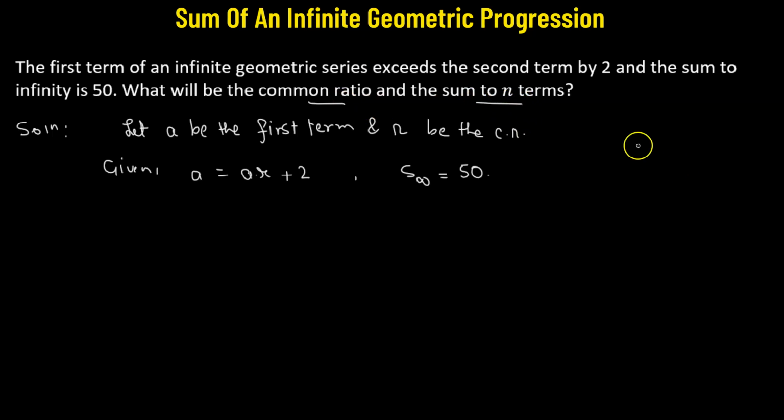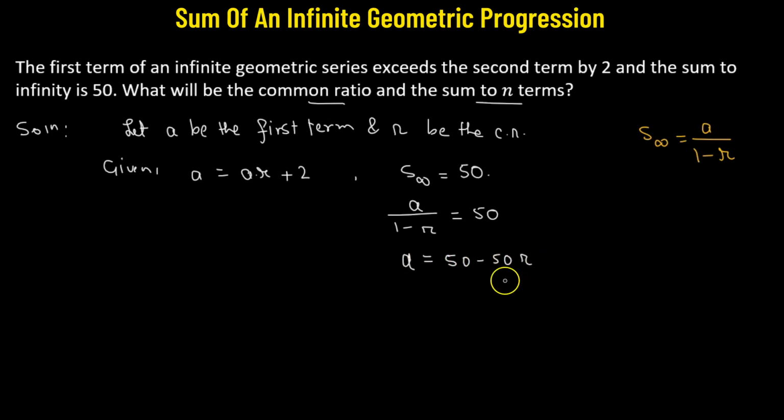We know that the sum to infinity of an infinite geometric series is A divided by 1 minus R. So this value is equal to 50. Cross multiplying, we get A equals 50 minus 50R. Solving for R, we get 50R equals 50 minus A, or R will be 1 minus A over 50.